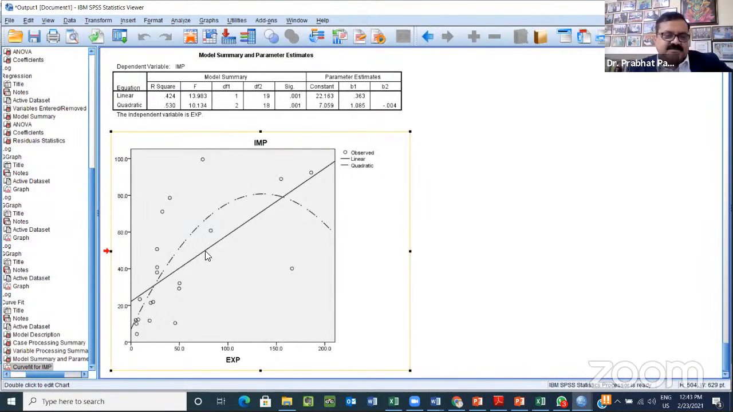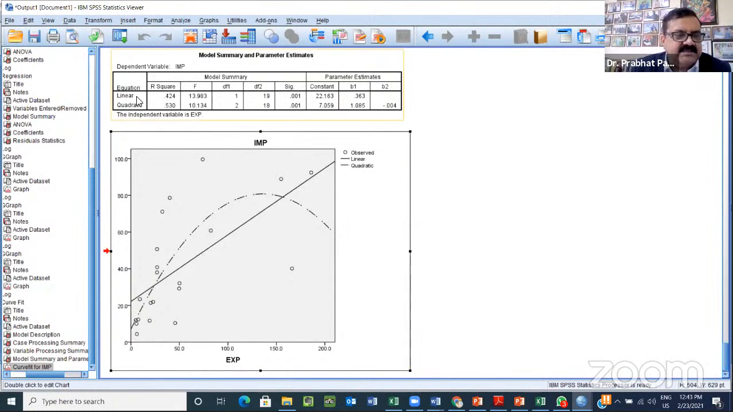So look at the linear model. The linear model graph is upward going, right? So this means the beta coefficient in the linear equation is positive. If I look at the linear equation here in the table, the R square is 0.425, F is 13, significance, the P value, is 0.001. It's a wonderful model. The constant, that is the beta 0 value, is 22.163 and the beta 1 value is 0.630.